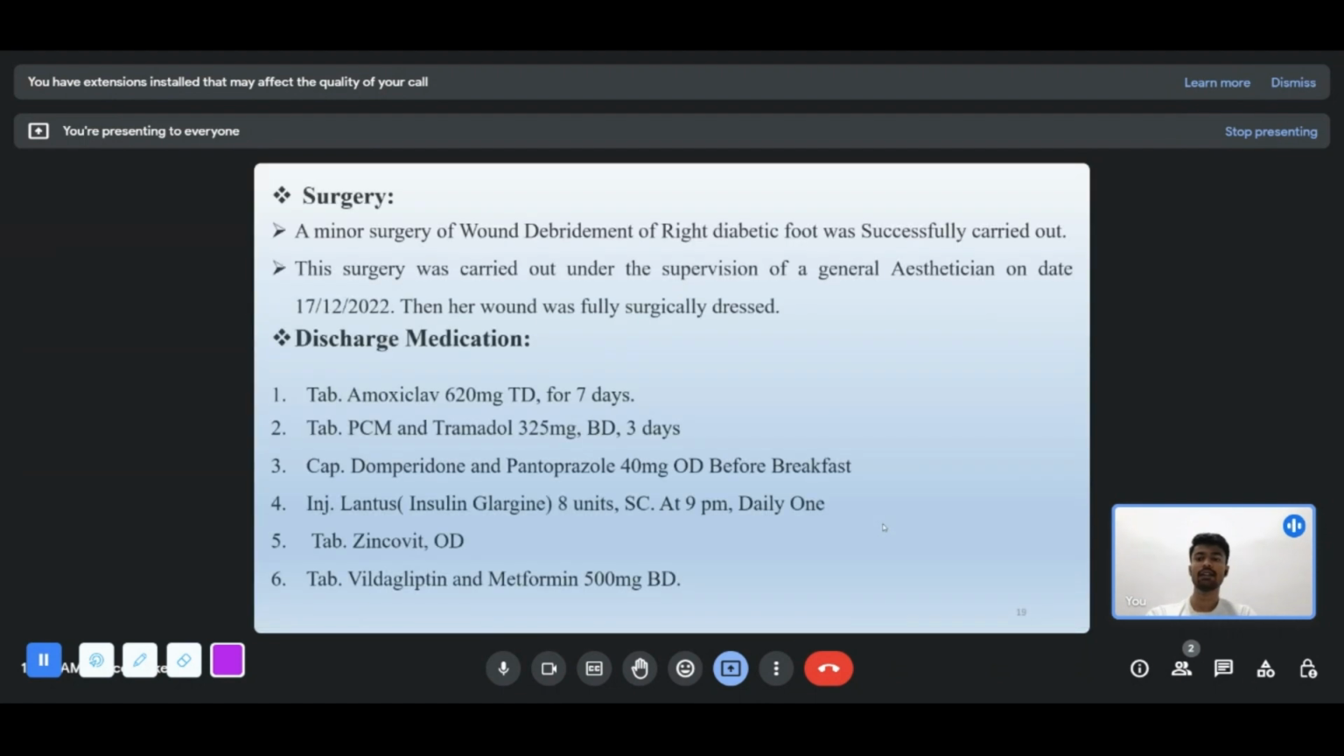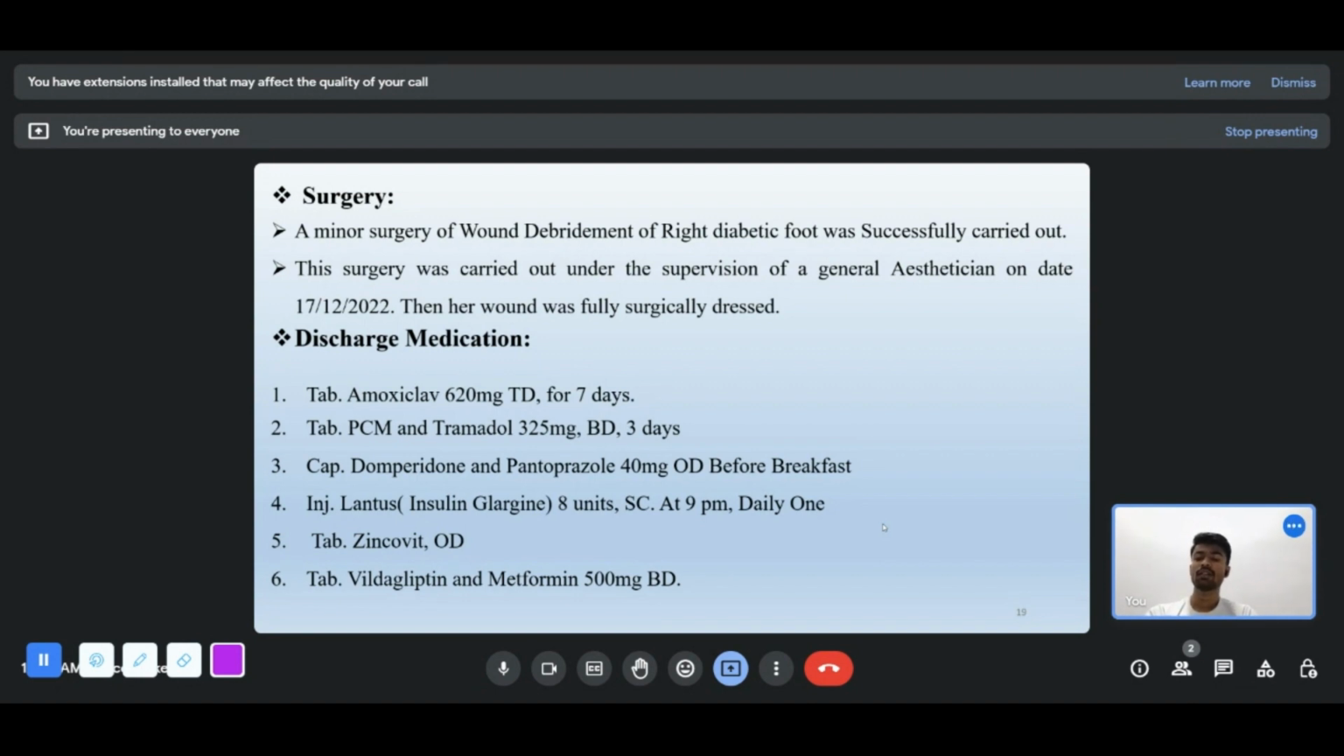Coming to the next slide, that is, surgery carried out. She had minor surgery of wound debridement on the right diabetic foot, which was successfully carried out. This surgery was carried out under the supervision of a general anesthetist on the date 17/12/2022. Then her wound was fully surgically dressed.